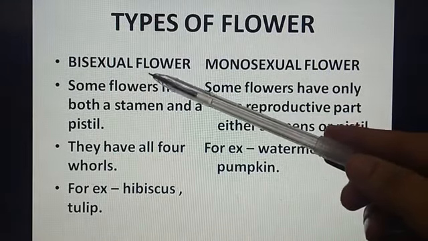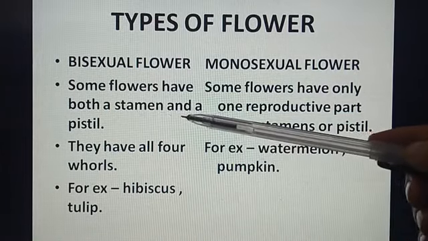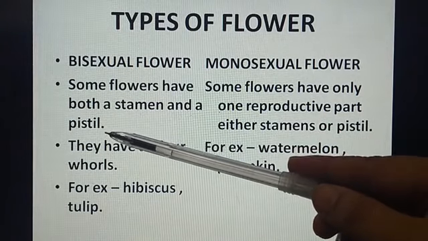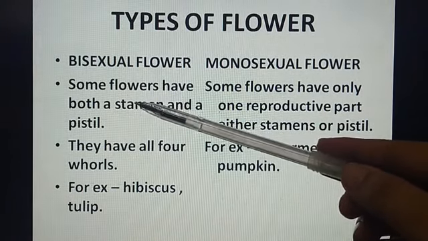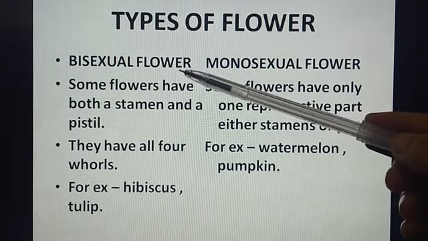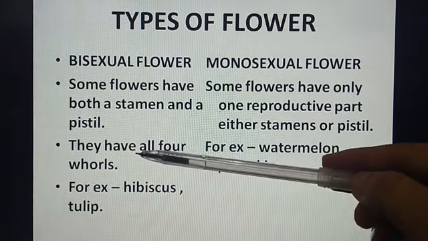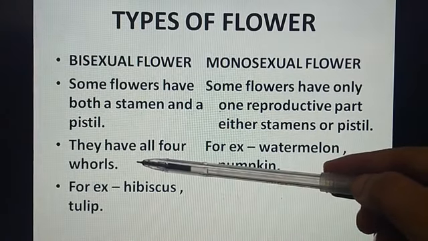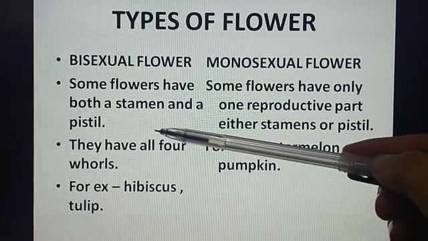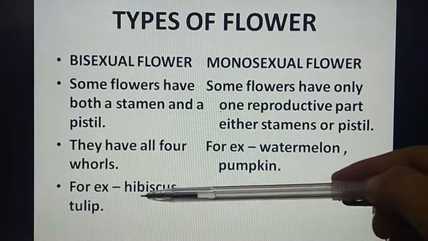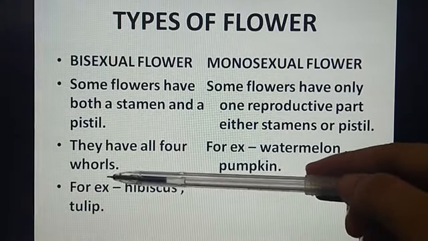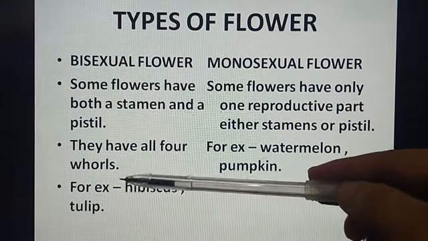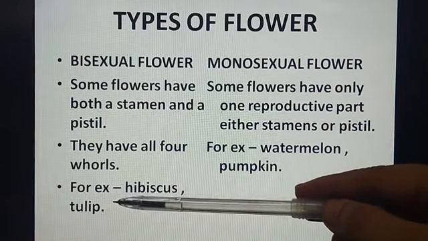Bisexual flower. Flowers that have both stamen and a pistil, means both male reproductive part and female reproductive part are present in one flower, are known as bisexual flower. Bisexual flowers have all four whorls. Four whorls are calyx, corolla, androecium and gynoecium. For example, hibiscus, tulip, rose and lily are the examples of bisexual flower. In these flowers, both male and female parts are present.